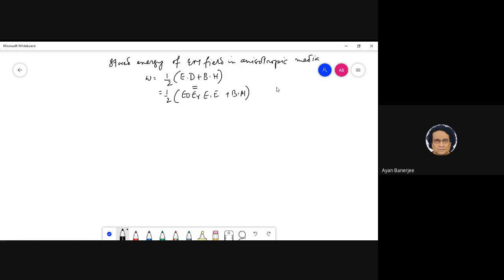Now, what do you think? Can we assume that the continuity equation will be valid here? I mean, there is no reason for the continuity equation not to be valid here, right?